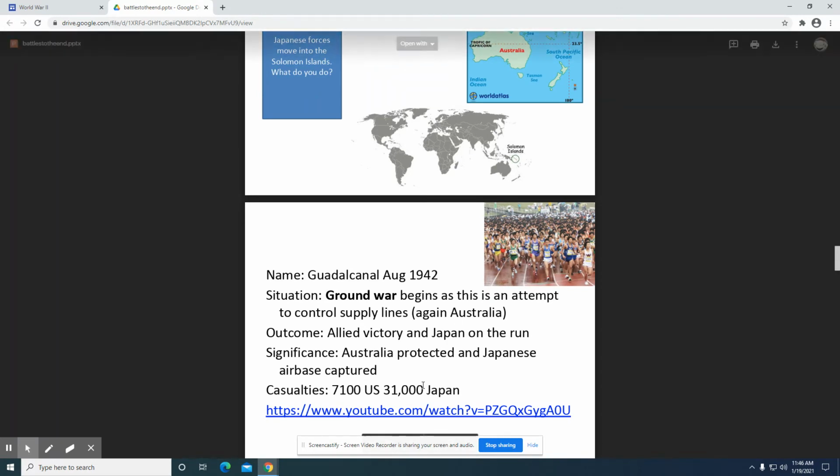I just did a search for Japanese people running. This apparently is what shows up. And again, I'm just trying to get you to think about that. Japan is less likely to attack, and at this particular point, they seem to be on the run.